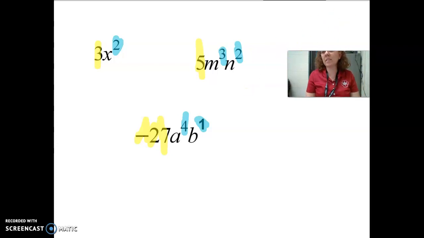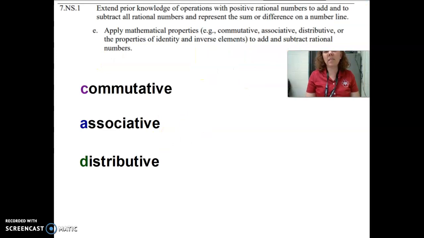All right, so that's a 6th grade example. Here's a 7th grade example. So in 7th grade, we're looking at some math properties. I picked commutative, associative, and distributive. You might choose to pick something else. It doesn't matter. So here they are, commutative, associative, and distributive.